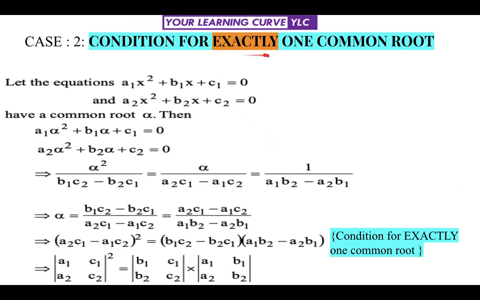Remember, this is only for exactly one root common. For both roots you have to go for the first case. So here we will assume that a1x square plus b1x plus c1 and a2x square plus b2x plus c2 both have one root common, that is alpha. Since alpha is a root, it must satisfy this equation, and also alpha is a root, so it must satisfy this equation, since alpha is a root of both the equations.